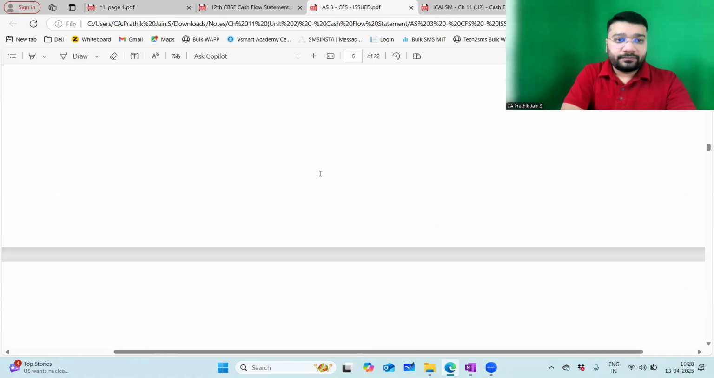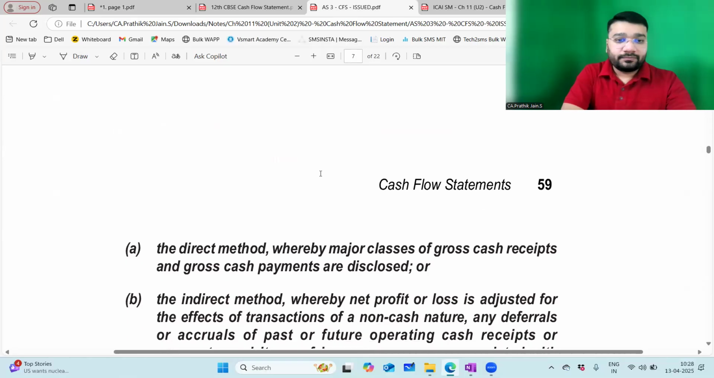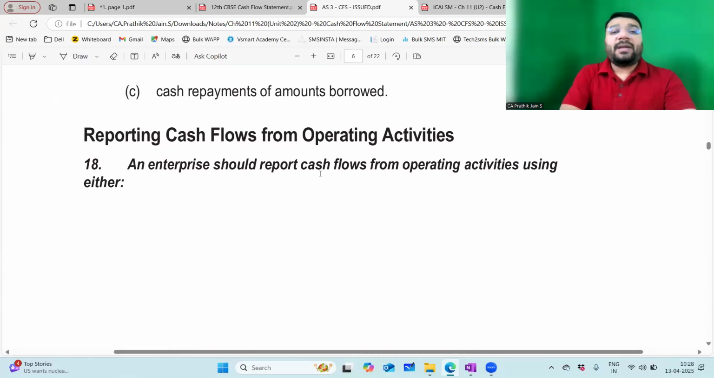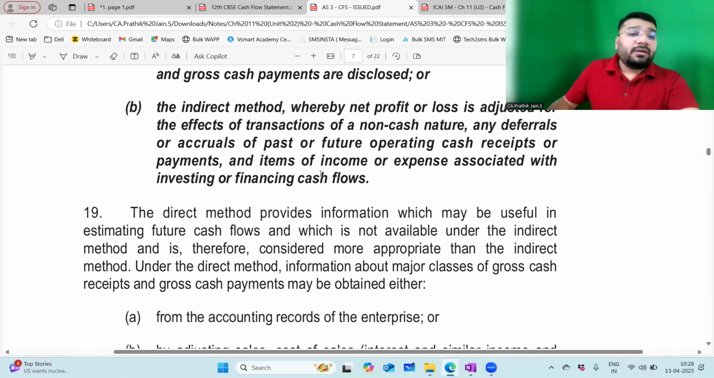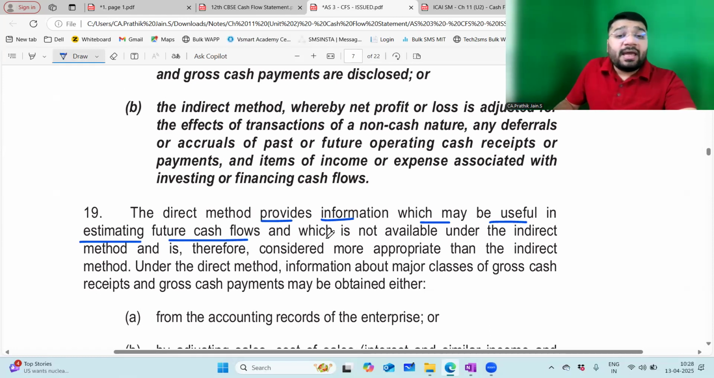An enterprise should report cash flow from operating activities using either the direct method or the indirect method. Direct method provides information which may be useful for estimating future cash flow and which is not available under the indirect method. So this I will discuss after I complete all the methods with you. It is therefore considered more appropriate than the indirect method.